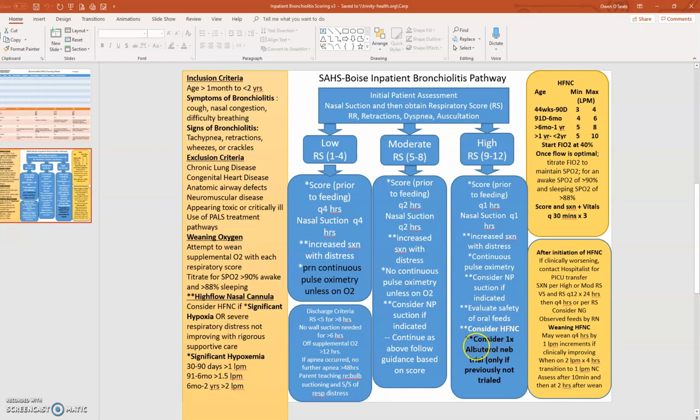Something they want us to consider is using an albuterol med trial once, if it wasn't previously trialed in the emergency room. The rest is relatively normal. Suctioning goes up as the score goes up. So a low scoring child should not need more than every 4 hour suctioning. If you're needing more, maybe you need to reevaluate what your score is.